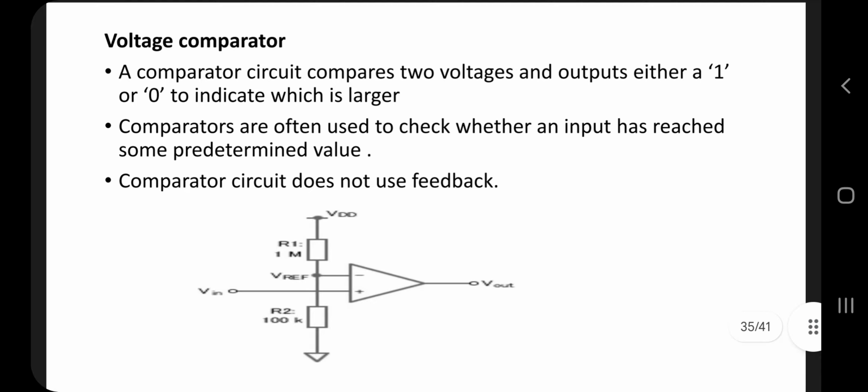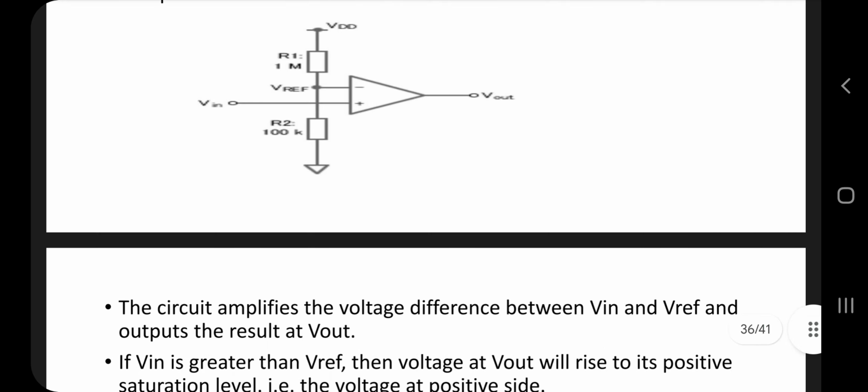What is a voltage comparator? This is a figure showing a voltage comparator. A comparator circuit compares two voltages and outputs either a 1 or 0 to indicate which is larger. Comparators are often used to check whether an input has reached some predetermined value. Comparator circuit does not use feedback. Here, Vin and Vref are the inputs to the non-inverting and inverting terminals of the op-amp. The circuit amplifies the voltage difference between Vin and Vref and outputs the result at Vout.